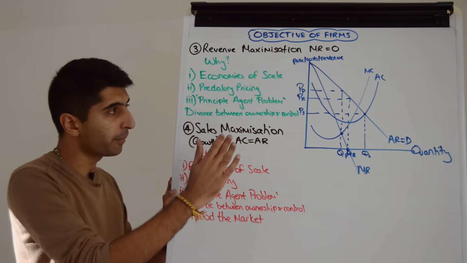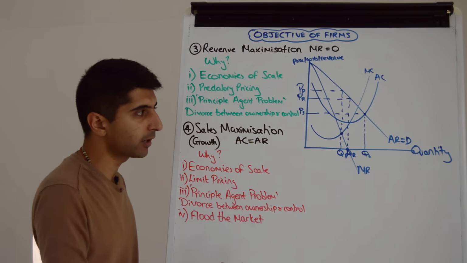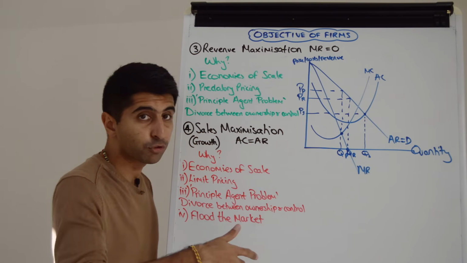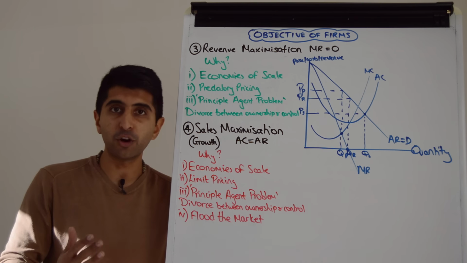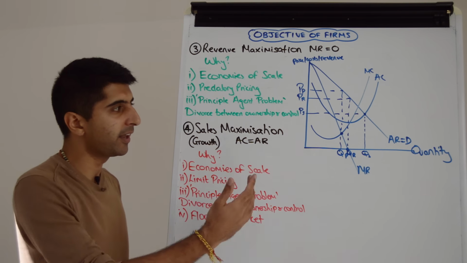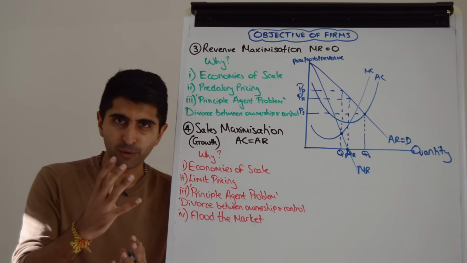Another reason is the same as what we said above, the principal agent problem. There is a divorce between ownership and control. So managers might use growth or sales as leverage to go for greater perks in their job when they approach shareholders. The same idea, but now using growth or sales as their leverage to go for these great perks.